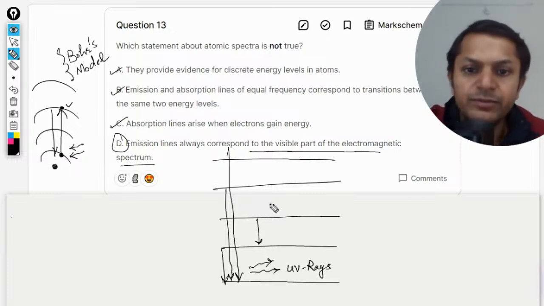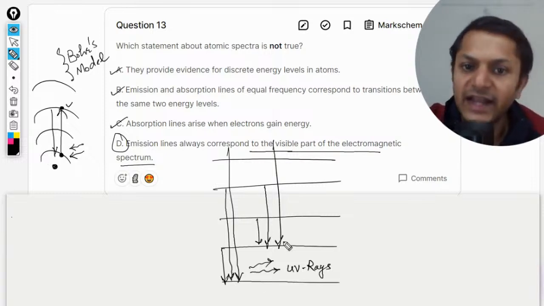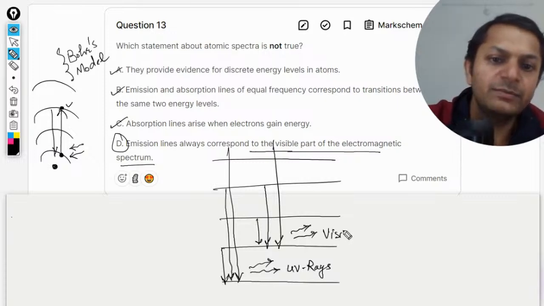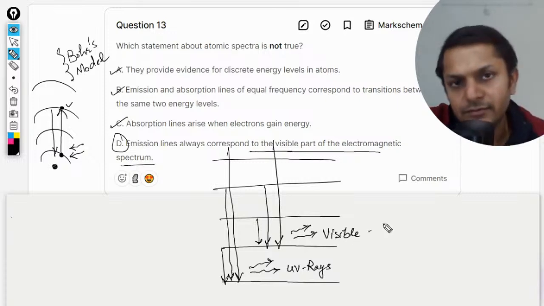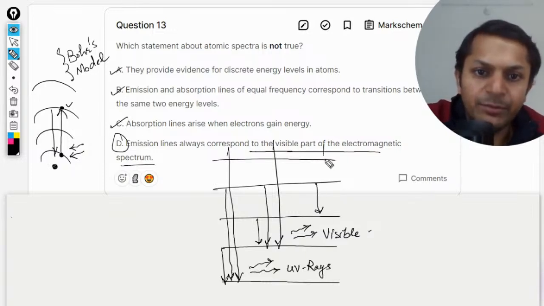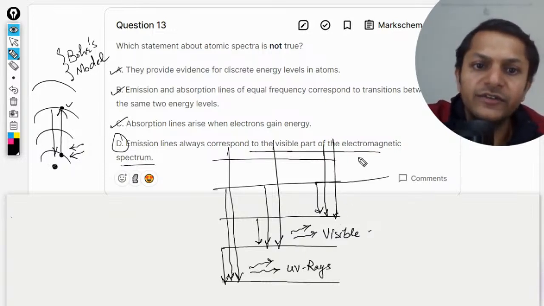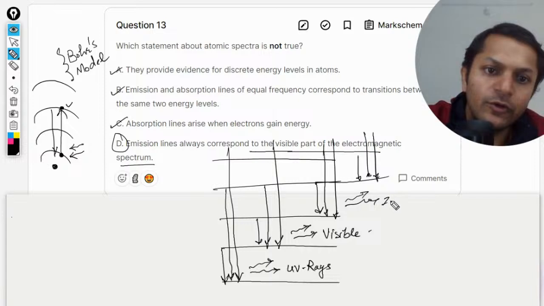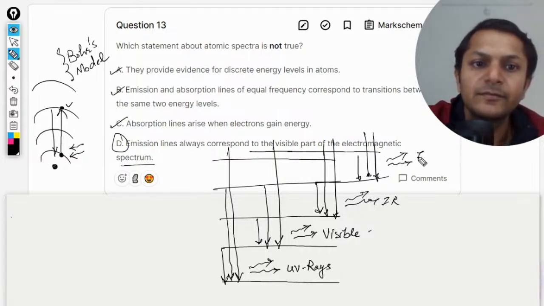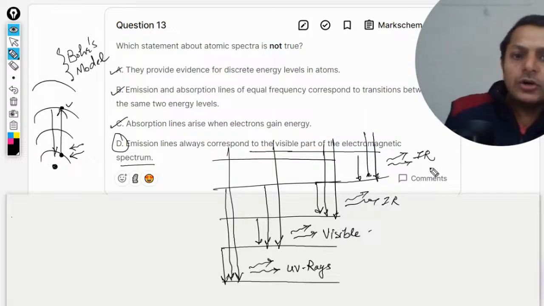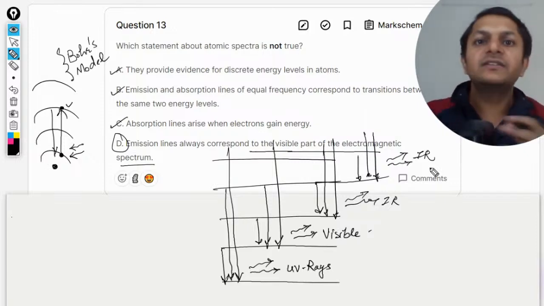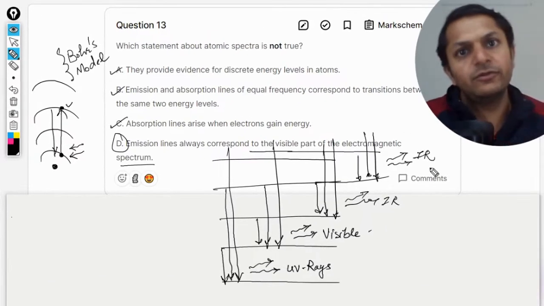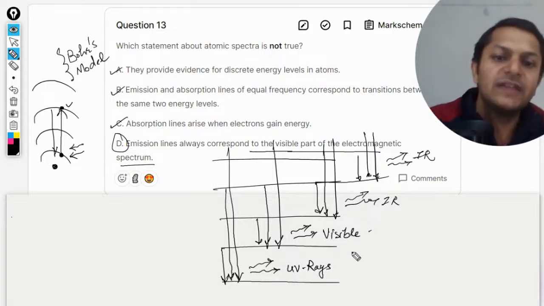Now, when an electron is jumping into the second shell, it produces visible light. This is known as the Balmer series, and visible light is produced. And when the electrons are jumping into the third, fourth, fifth or higher levels, only infrared is produced. Clear? It's an additional piece of information for you, because IB is asking you questions about visible light. Maybe they would ask you questions about UV or infrared. This is what is happening.